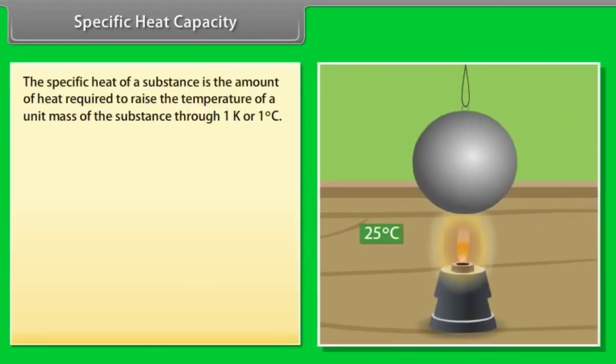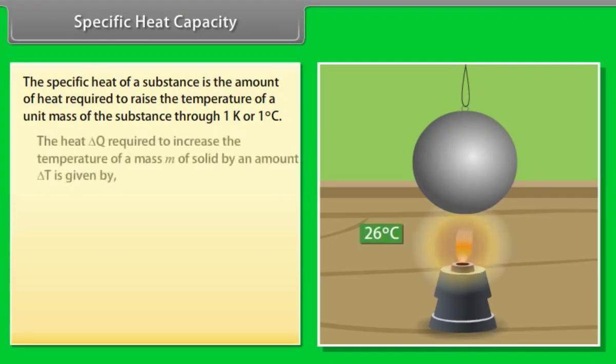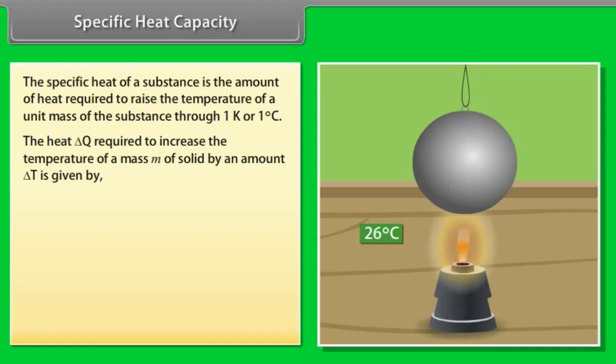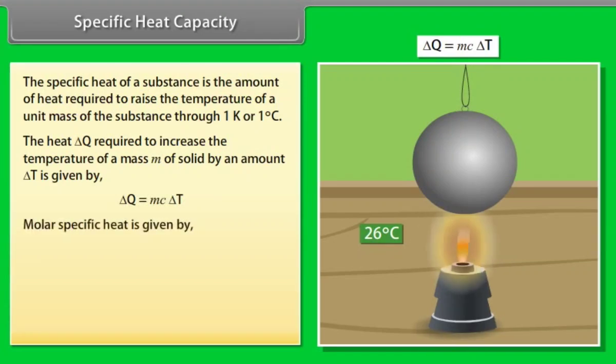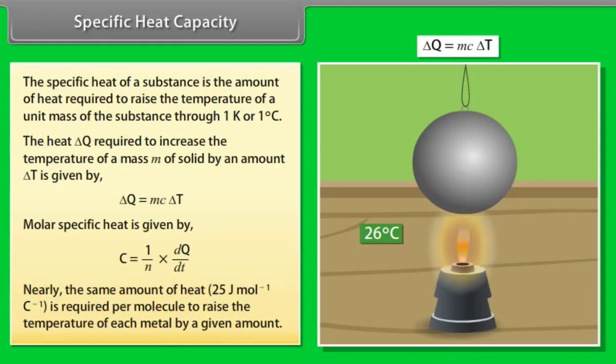Specific heat capacity. The specific heat of a substance is the amount of heat required to raise the temperature of a unit mass of the substance through 1 Kelvin or 1 degree Celsius. The heat delta Q required to increase the temperature of mass m of solid by an amount delta T is given by delta Q is equal to mc delta T. Molar specific heat is given by C is equal to 1 by n into dQ by dT. Nearly the same amount of heat, 25 joule mole inverse Celsius inverse, is required per molecule to raise the temperature of each metal by a given amount.